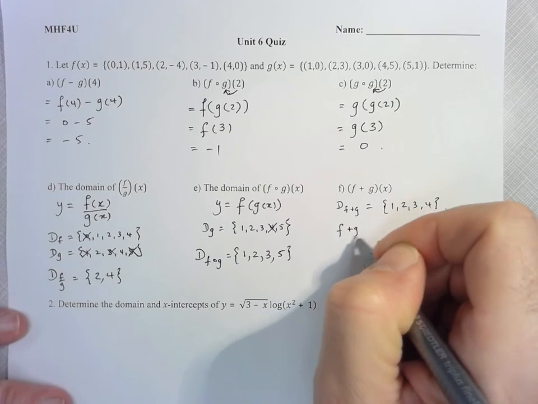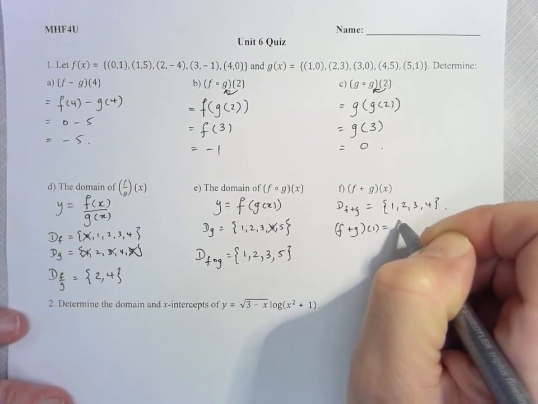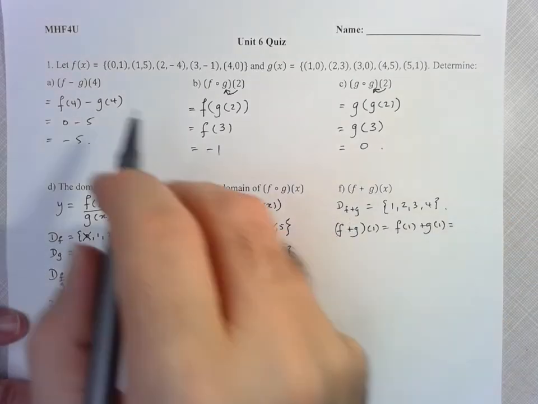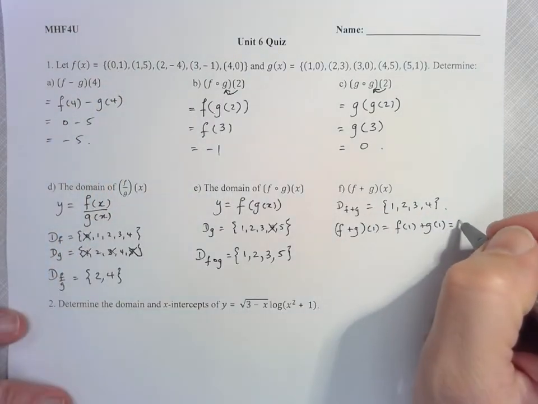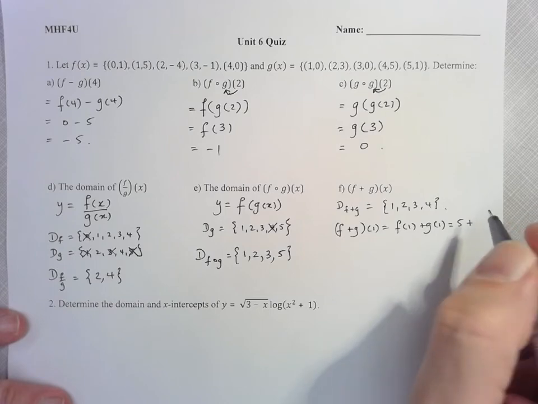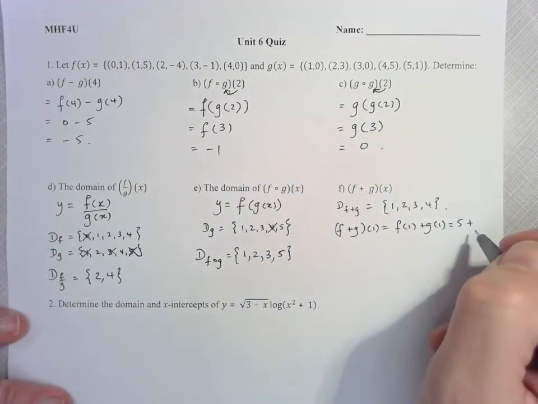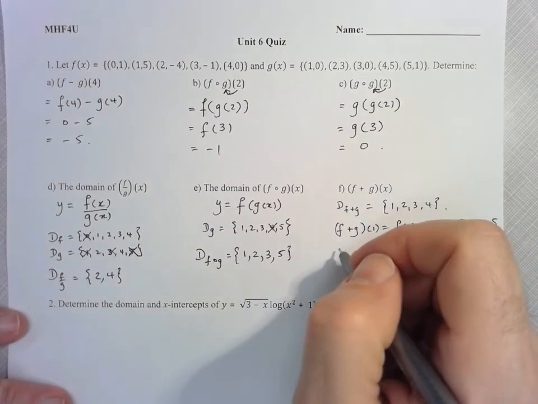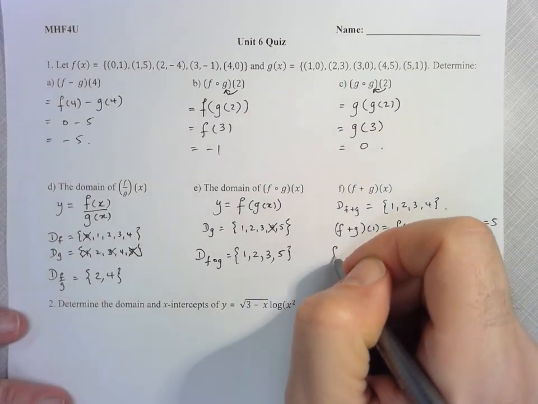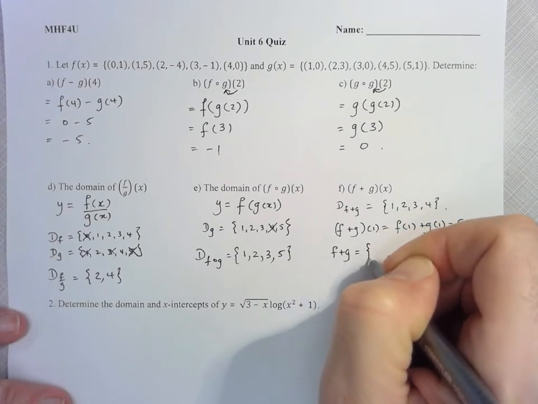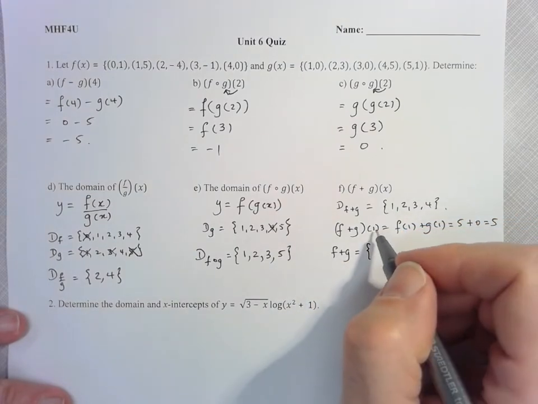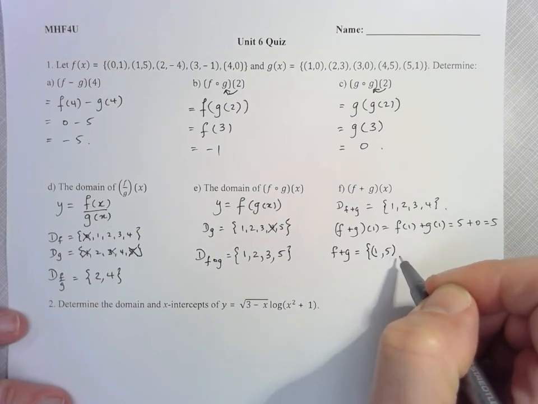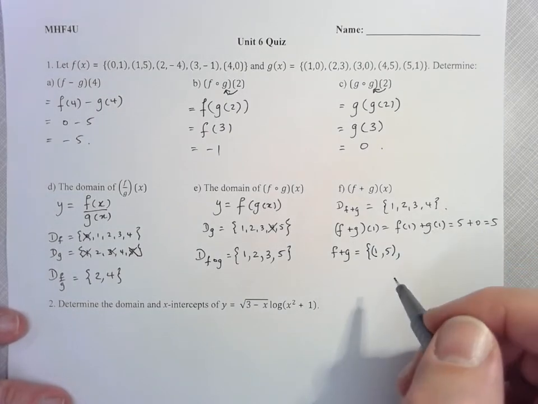If I have f plus g at 1, that's equal to f at 1 plus g at 1. f at 1 is equal to 5, and g at 1 is equal to 0. So my final answer would be 5. That means one of my points is going to be x equals 1, y equals 5. Now I'm not going to write this out for each one. The rest I'll do in my head.